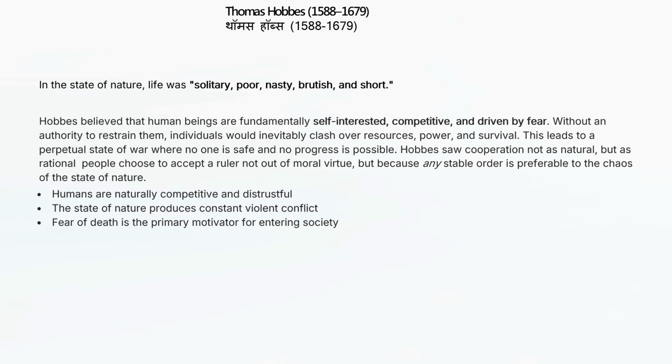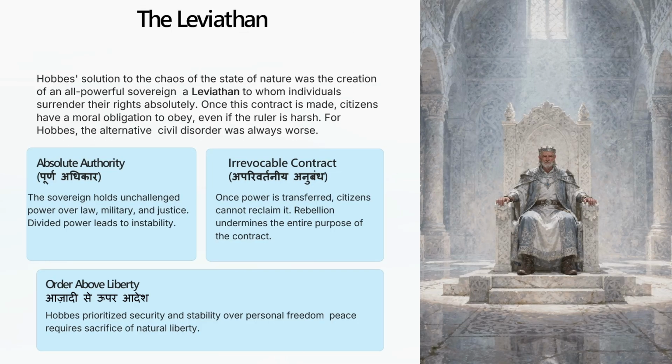The first social contractualist thinker is Thomas Hobbes. According to him, the state of nature is solitary, poor, nasty, brutish, and short. And according to him, human beings are naturally selfish and driven by self-interest. In the state of nature, this leads to constant conflict and insecurity. Hobbes famously described life in these conditions as solitary, poor, nasty, brutish, and short. To escape this chaos, people agreed to give absolute power to a strong ruler who could maintain peace and order.